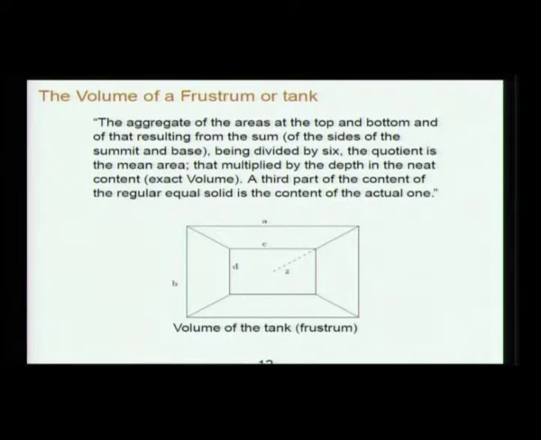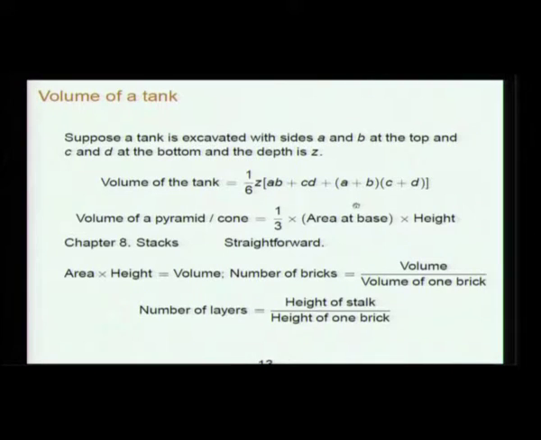So this is again the volume of a frustum or a tank, whatever it is, which has a tapering cross section. So he has given that the aggregate of the areas at the top and bottom, and of the result from the sum of the sides of the summit and base, being divided by 6, the quotient is the mean area. That multiplied by the depth is the net content. A third part of the content of the regular equal solid is the content of the actual one. So what he is saying amounts to the volume.